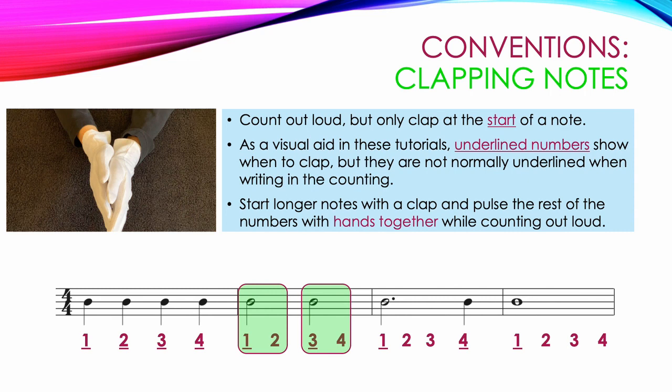On this 3-count note, you would clap on count 1, keep your hands together, and continue counting out loud for counts 2 and 3. Finally, on this whole note, you would clap on count 1, keep your hands together, and continue to count 2, 3, and 4. Here's a video of the correct way to clap and count this example.